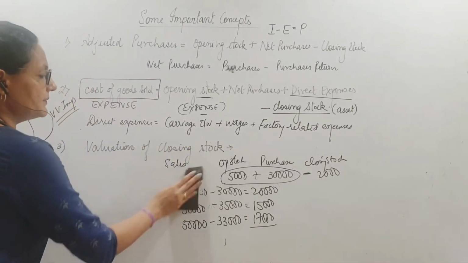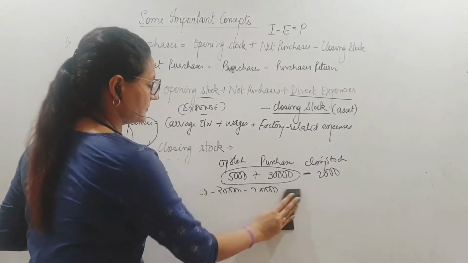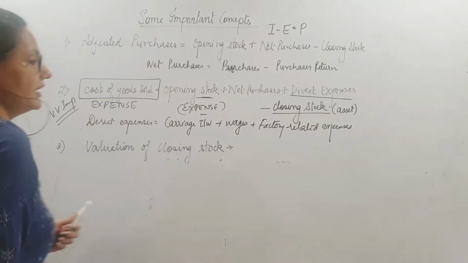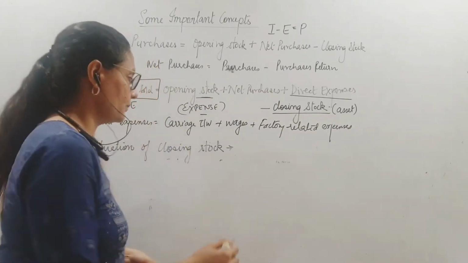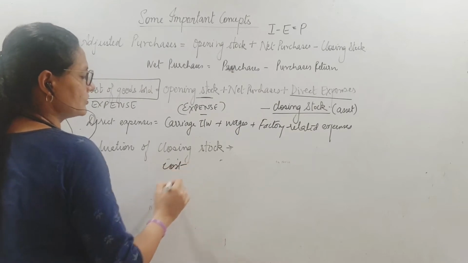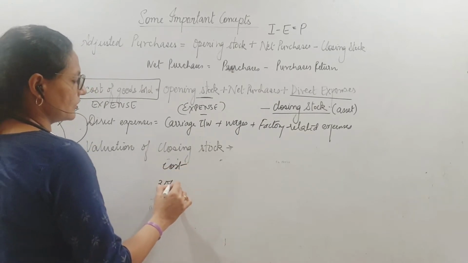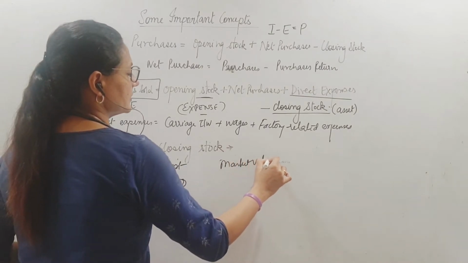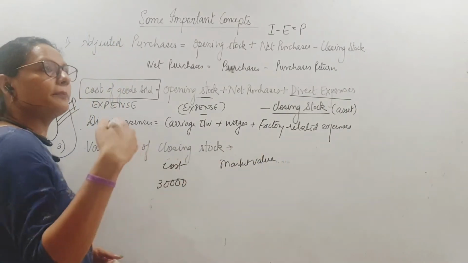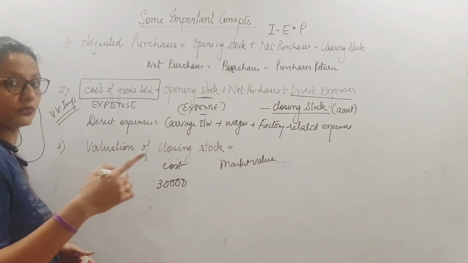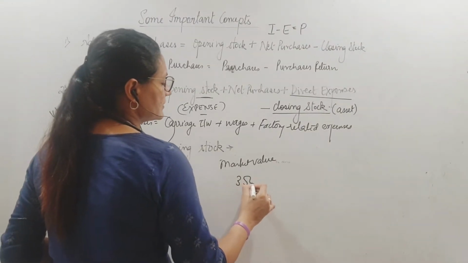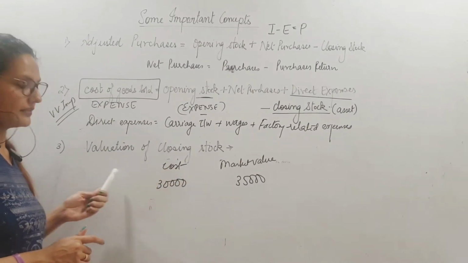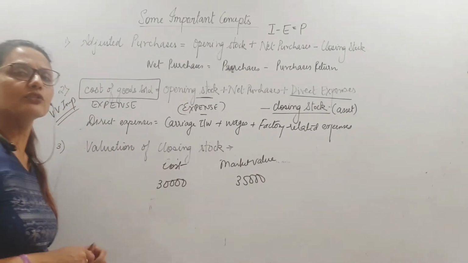One more thing is sometimes you will be given closing stock outside the trial balance, and you will also be given both the values. Cost of the stock, suppose cost is 30,000 and the market value is also given, meaning at what price you are expecting that stock to be sold in the next year. So that is 35,000. Suppose this is given in the sum. So at what price, 30 or 35, will you value your closing stock?